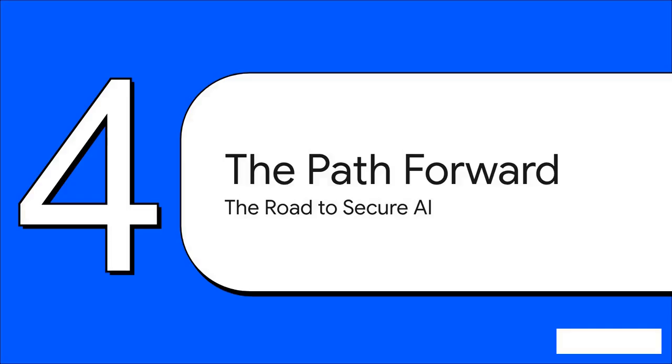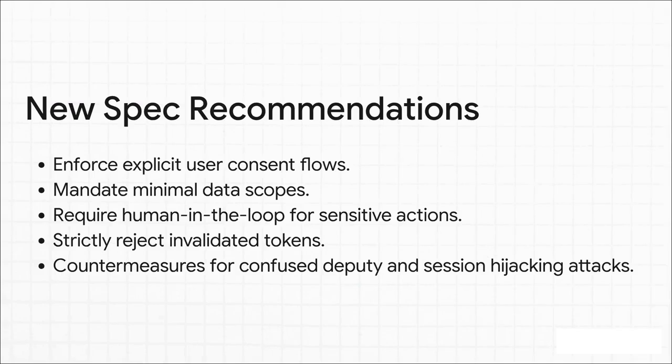So, okay, it's pretty clear there are some huge issues here. The big question is, what's the path forward? Well, the good news is the community is definitely responding. A real roadmap for how to secure AI is finally starting to take shape. And a huge piece of that good news is the latest MCP spec. It tackles these flaws head-on. It's a fundamental shift away from that old trust by default mindset. Now, it requires things like getting explicit consent from the user, giving the AI the absolute minimum data permissions it needs, and even requiring a human to sign off on really sensitive actions.